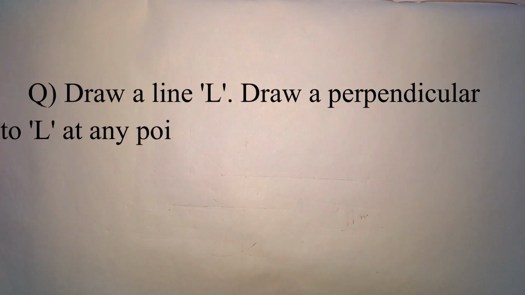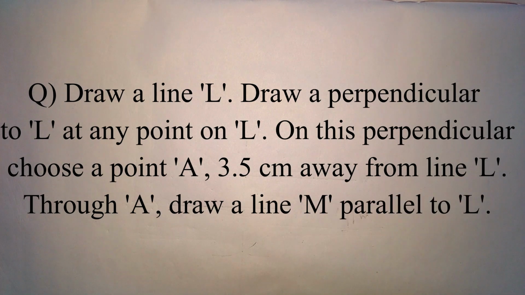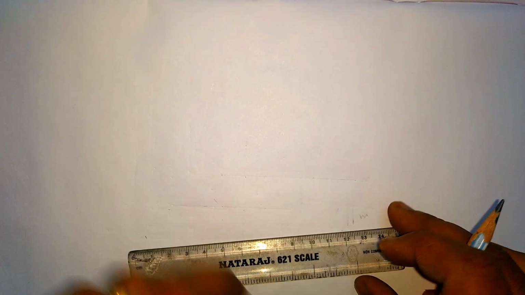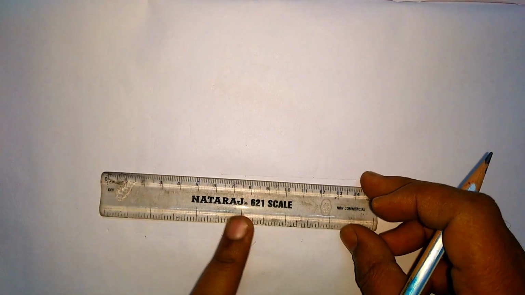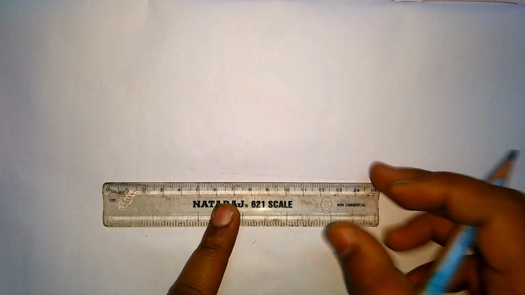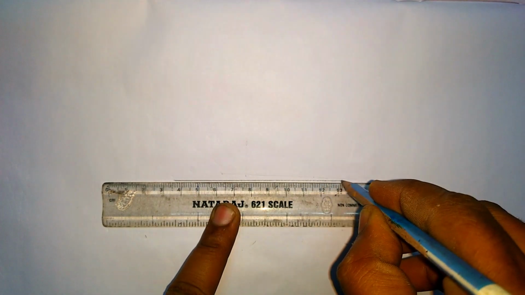To the second question. The question is, draw a line L. Draw a perpendicular to L at a point on L. On this perpendicular, choose a point A 3.5 cm away from line L. Now through A, draw a line M parallel to L. So the first work will be to draw a line L. I have drawn a line L.